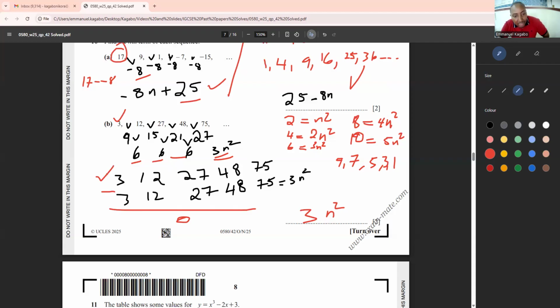Then you get your sequence minus 3n squared, which are square numbers times 3. So when I subtract, I get 0. So that means the nth term is 3n squared. I hope you have understood that.